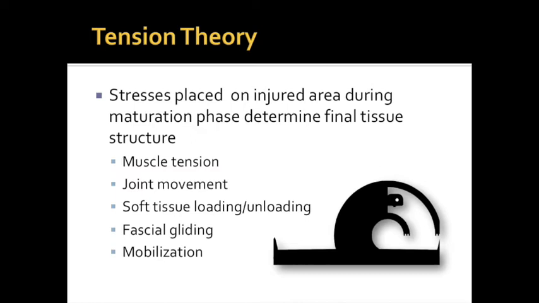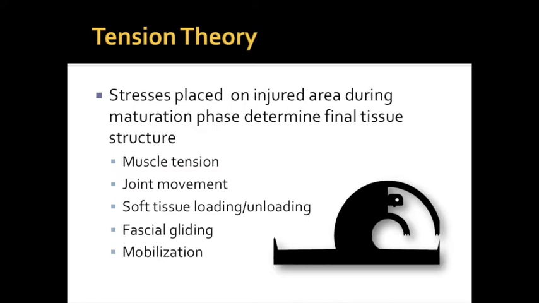You will learn these techniques in other classes, but I will briefly discuss them here. Muscle tension refers to a muscle being semi-contracted for an extended period of time, such as with an isometric exercise. Joint movement involves getting that full range of motion or those big movements of the joints. Soft tissue loading and unloading refers to strengthening.